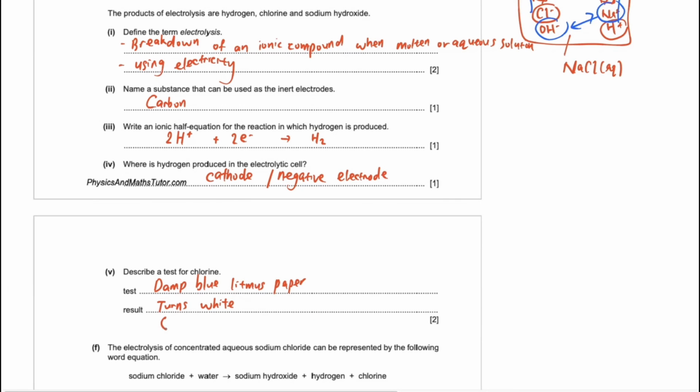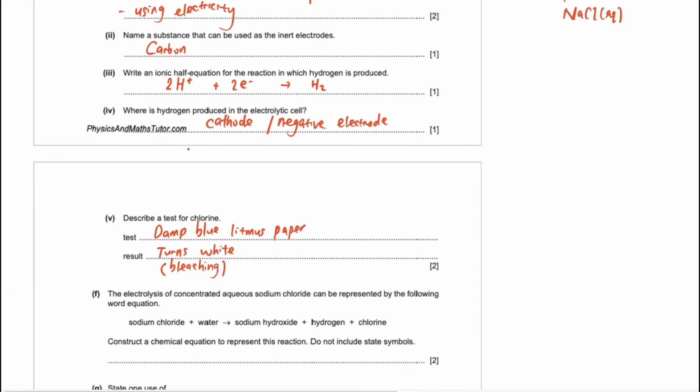So I put a remark here: it has bleaching properties. I hope you remember that chlorine reacts with water, and that will form HClO, which has the bleaching properties. HClO. So it's this one that causes the bleaching.